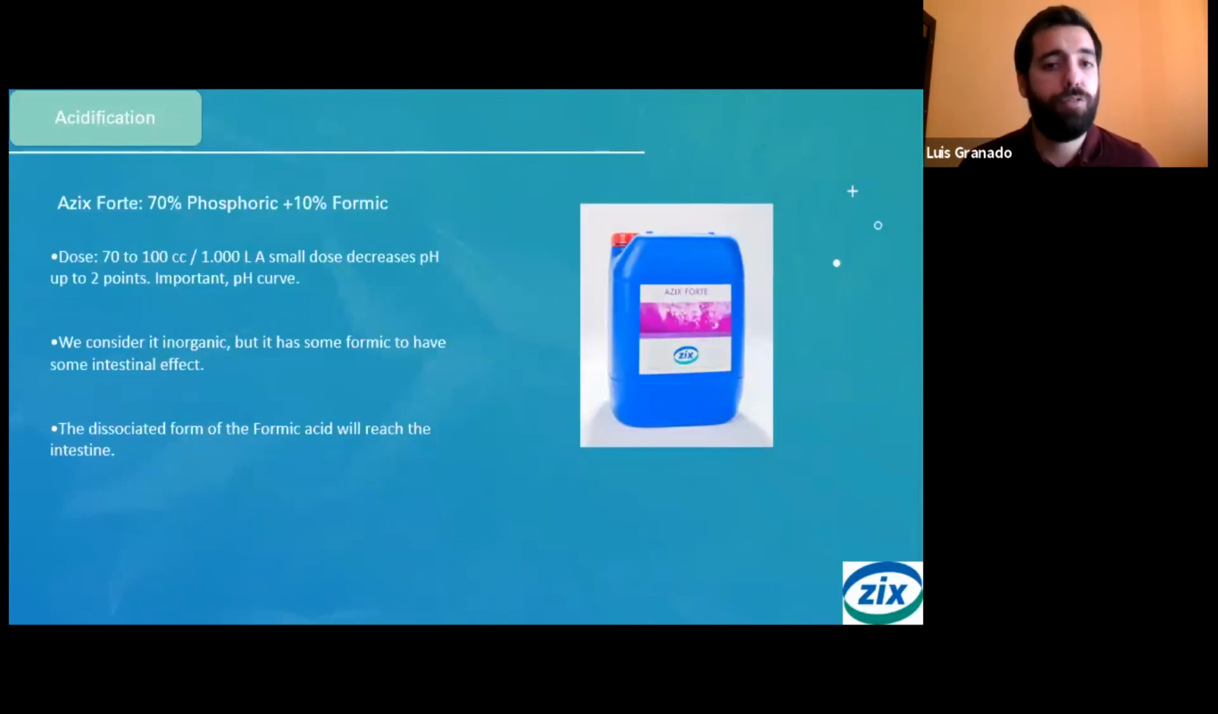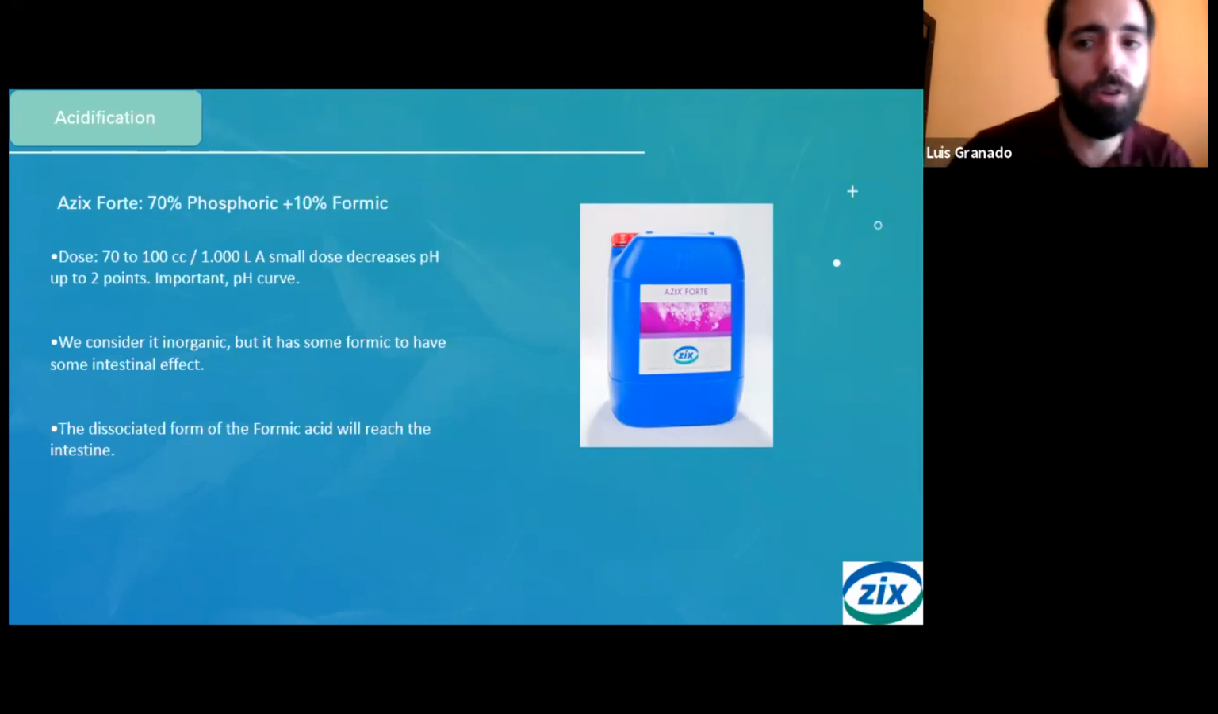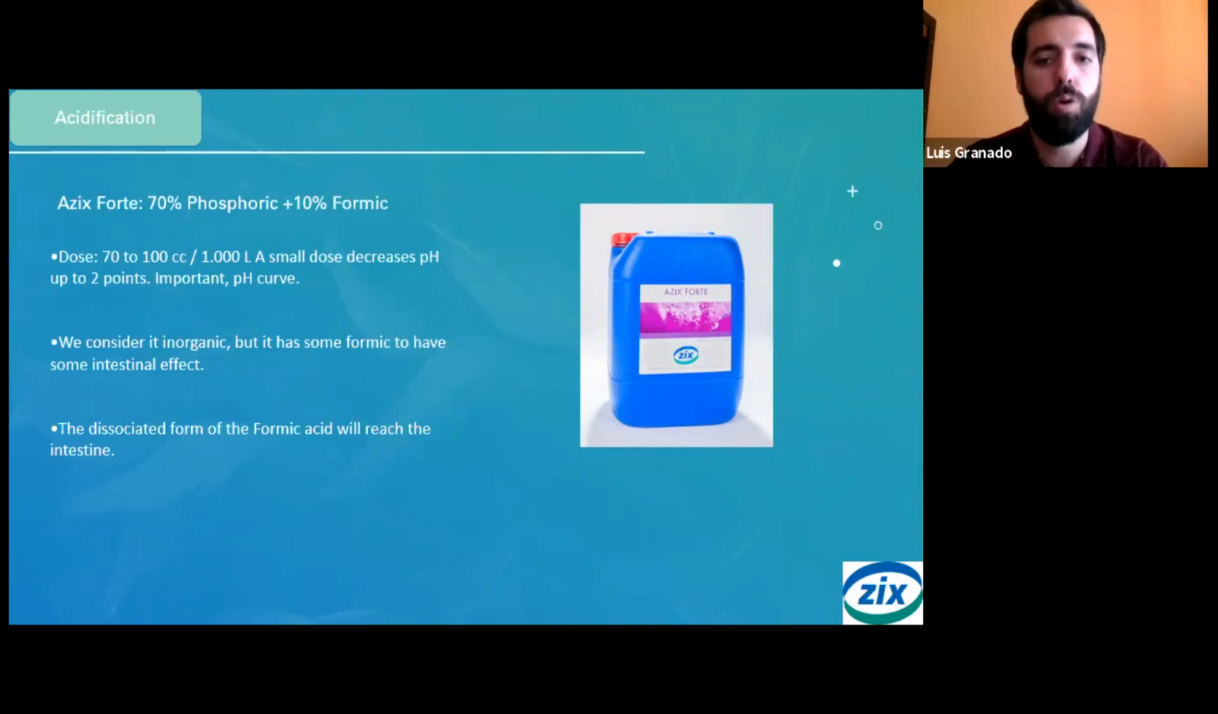So ASICS Forte, the inorganic, it is based on 70% phosphoric acid plus, and this is what I mentioned, something else, 10% of formic acid, which, as you already know, is an organic acid. In regards to those, right, in some cases with just 50 milliliters every 1,000 liters of water will be enough. But we normally work from 70 to up to 100 milliliters of acid every 1,000 liters of water. As you can see, quite low doses.